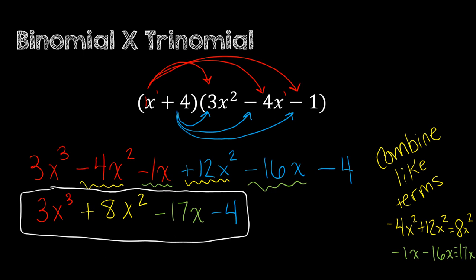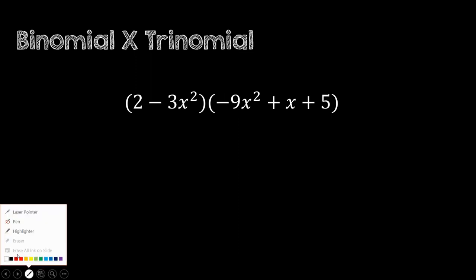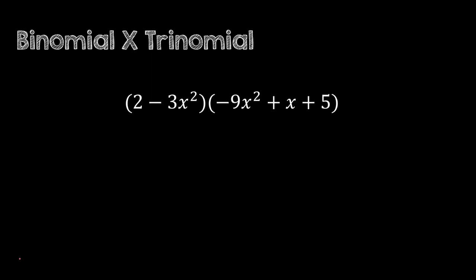All right, one more to end today's lesson. So this is set up a little differently. You may or may not come across this, but I just wanted to show you it's the same steps we've been doing, where first we distribute. So here's my first term. This is a positive 2, and I multiply it to my first term of negative 9x squared. So I end up with negative 18x squared. 2 does not have a variable, so this is just x squared.